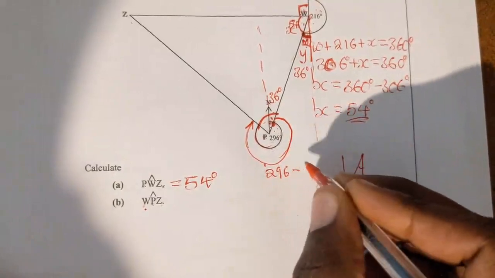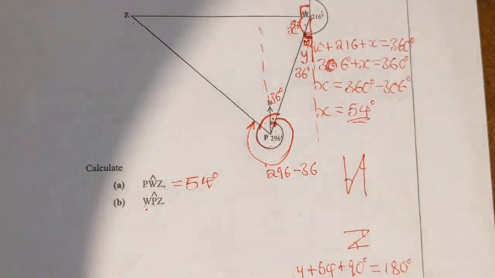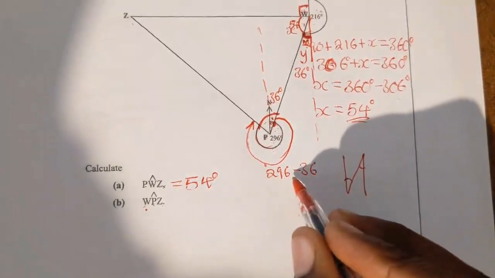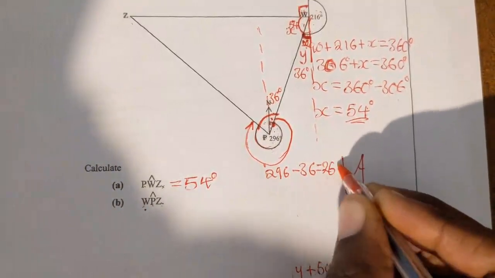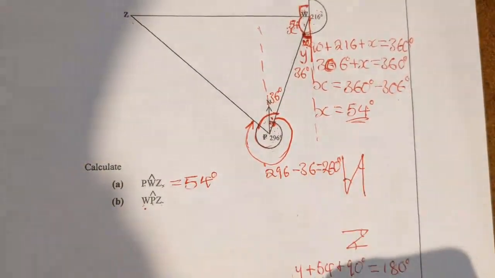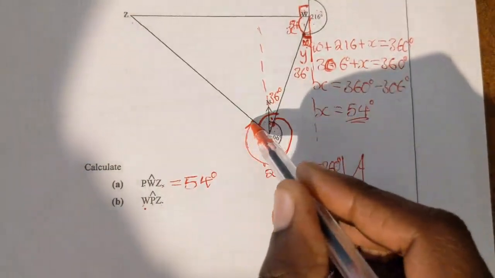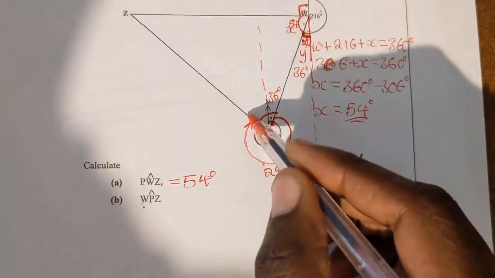296 minus what? Minus 36. Okay, this is what I'm saying. So 296 minus 36, you are going to have 260. You're going to have 260 degrees, meaning that from here to here, it is 260 degrees. Now you need to find this.